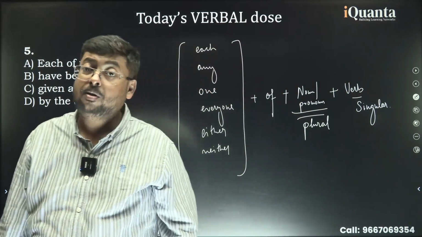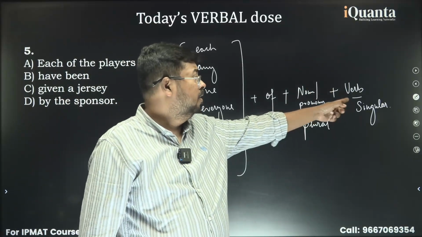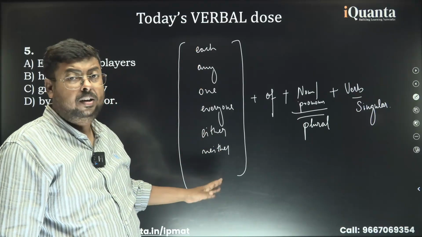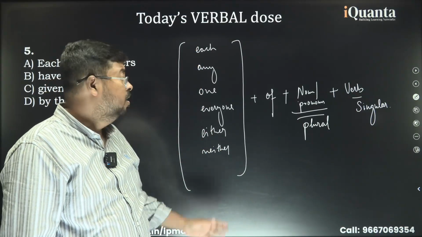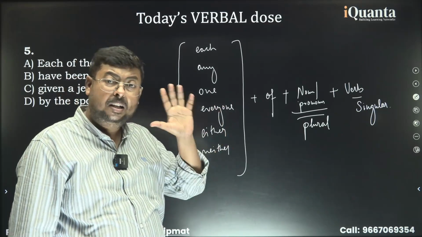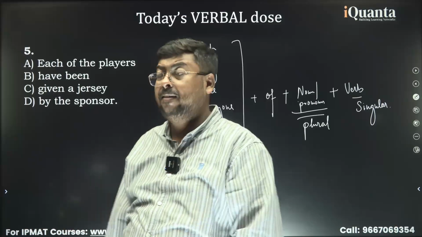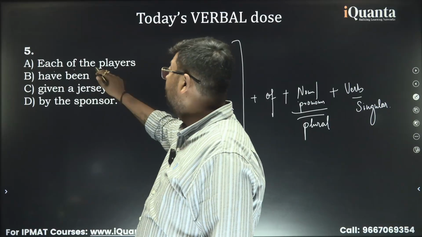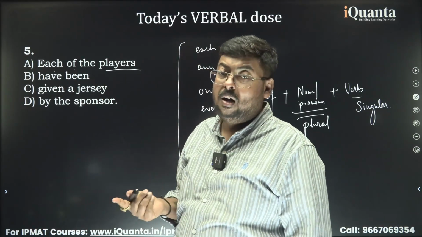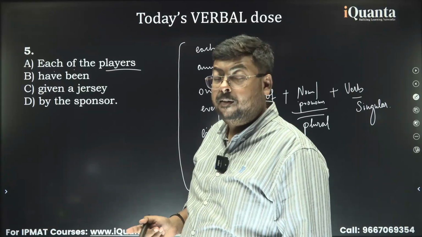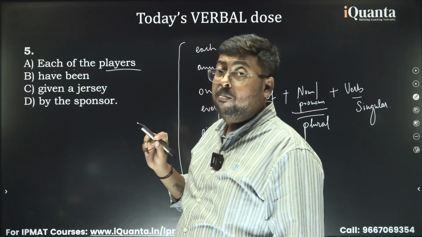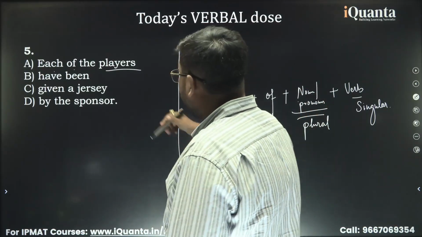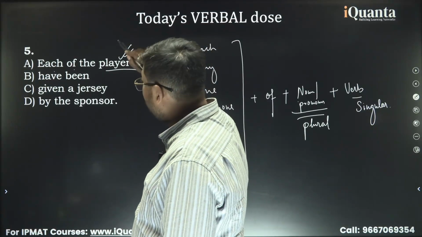Has everyone understood? The verb would be singular, noun or pronoun would be plural. Each and every, they are already in singular form itself, right? So, keeping that in mind, let's go back and see whether it is working or not. Each of the players. Noun, it's a noun. What form should it be in? It should be in plural form, and that is what it is. So, this part is correct.